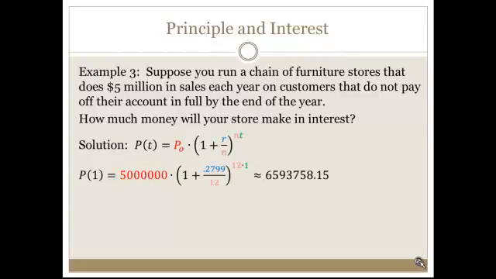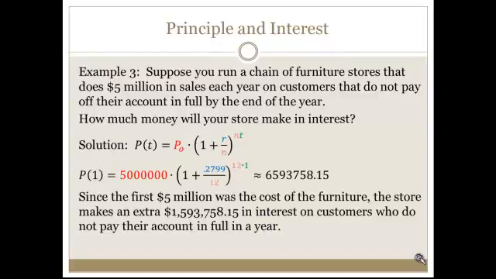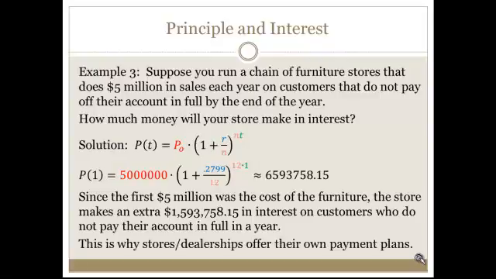Computing P(1), we get $5 million times (1 + 0.2799 divided by 12), all to the 12 times 1, which comes out to $6,593,758.15. Since the first $5 million was the purchase cost of the furniture, the store roughly makes an extra $1.6 million in interest on customers who do not pay their account in full in a year. This is why large stores and car dealerships offer their own financing payment plans.